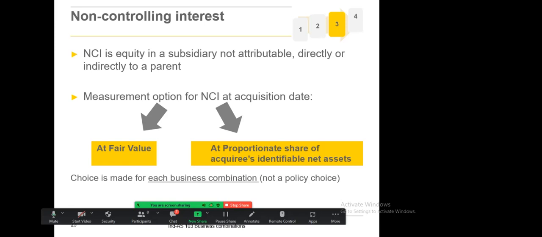So for measurement of NCI at the acquisition date, we need to again measure this at fair value. And how do we do it? We need to calculate the proportionate share of the acquiree's identifiable net assets. That specific portion will go to your NCI.